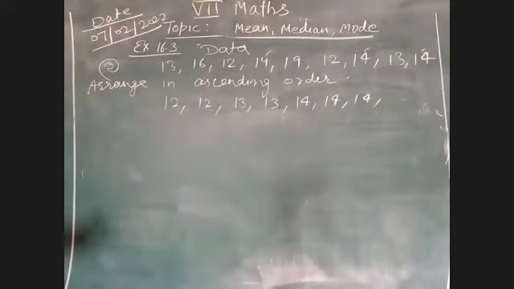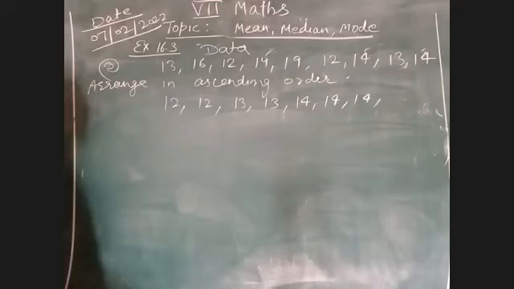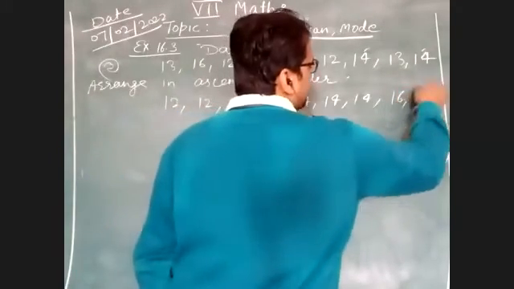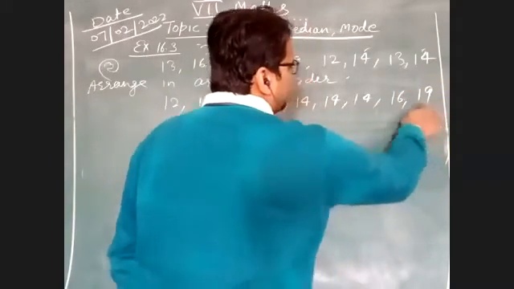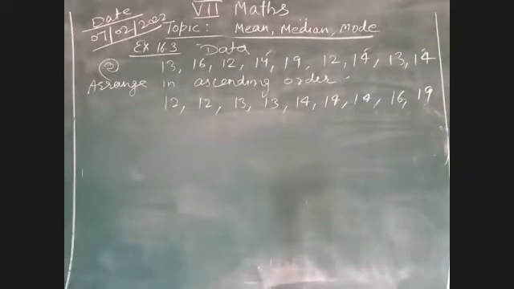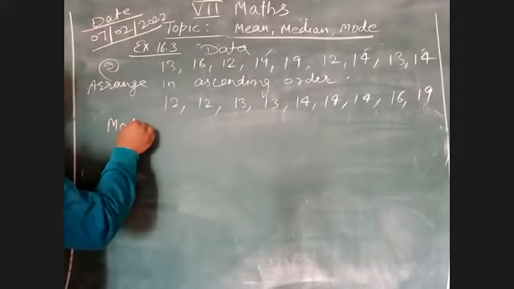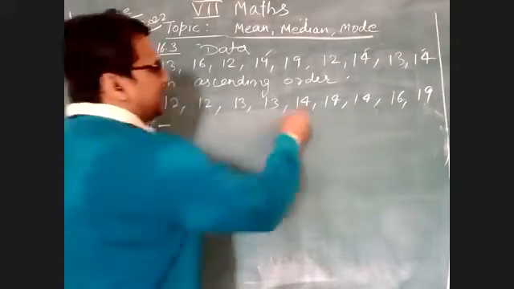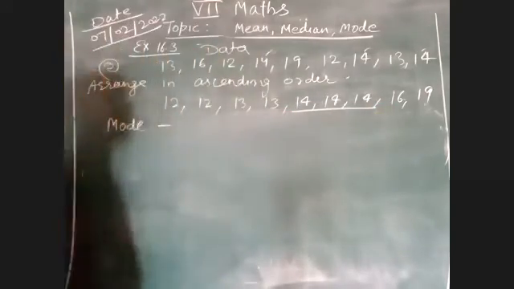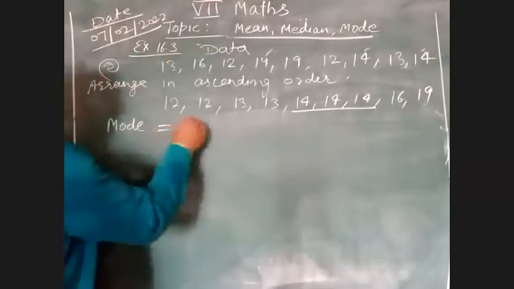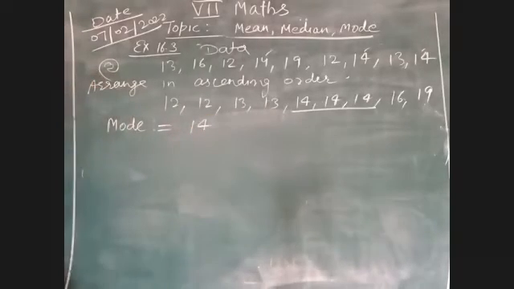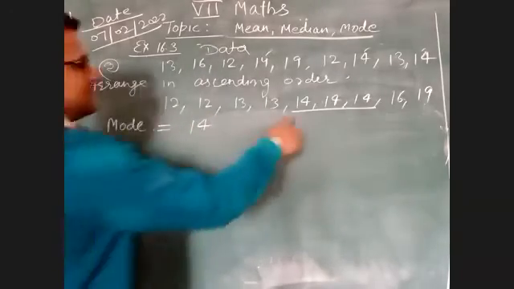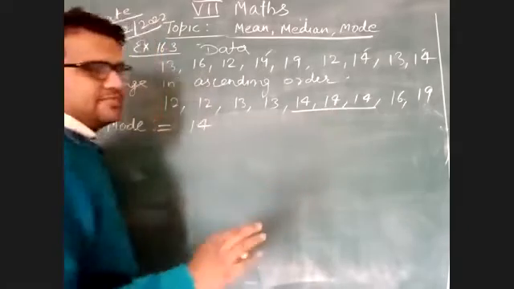Now which values are remaining? The values remaining are 16 and 19. So here we will write 16 and then 19, because the highest value in this data is 19, so it will be placed at the last. Now we have to find the mode. And you know that in case of ungrouped data, mode is the value which is repeating maximum time, and 14 is a value which is repeating 3 times. So mode of this data will become 14.